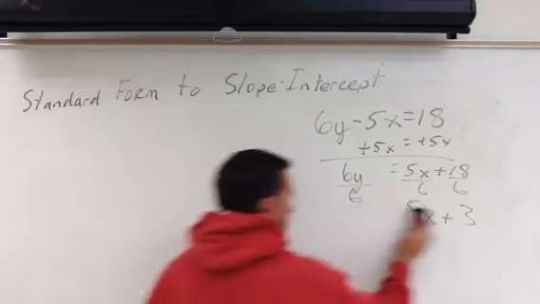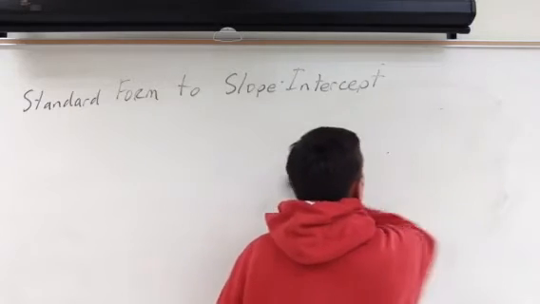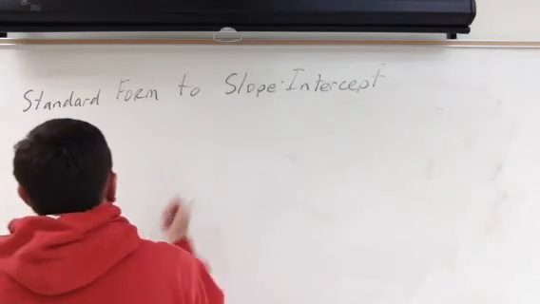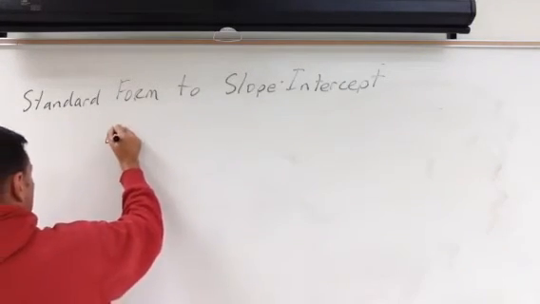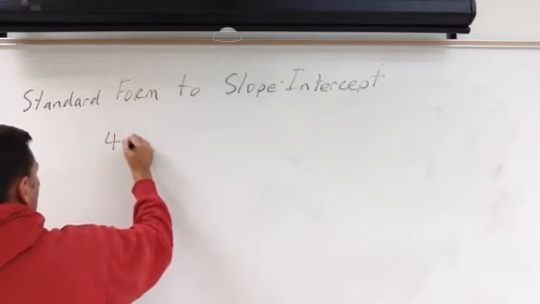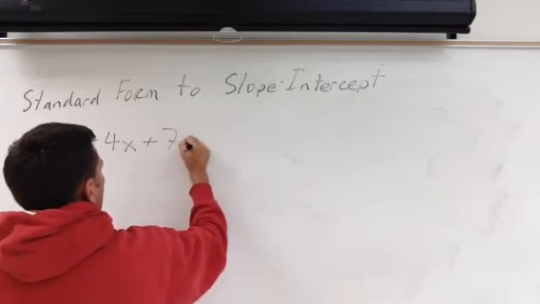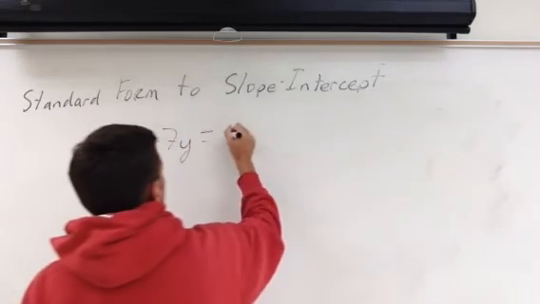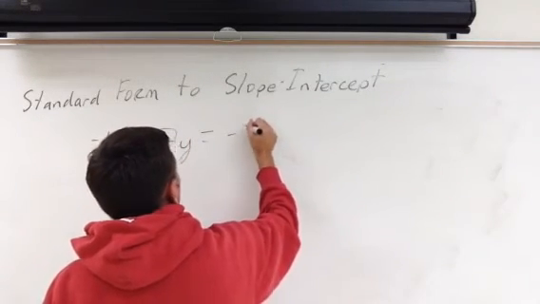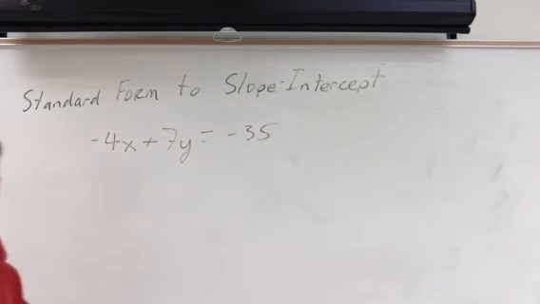Let's try one more. Negative 4x plus 7y equals negative 35. Now, try to do this on your own. Stop the video, do this on your own, and then come back.